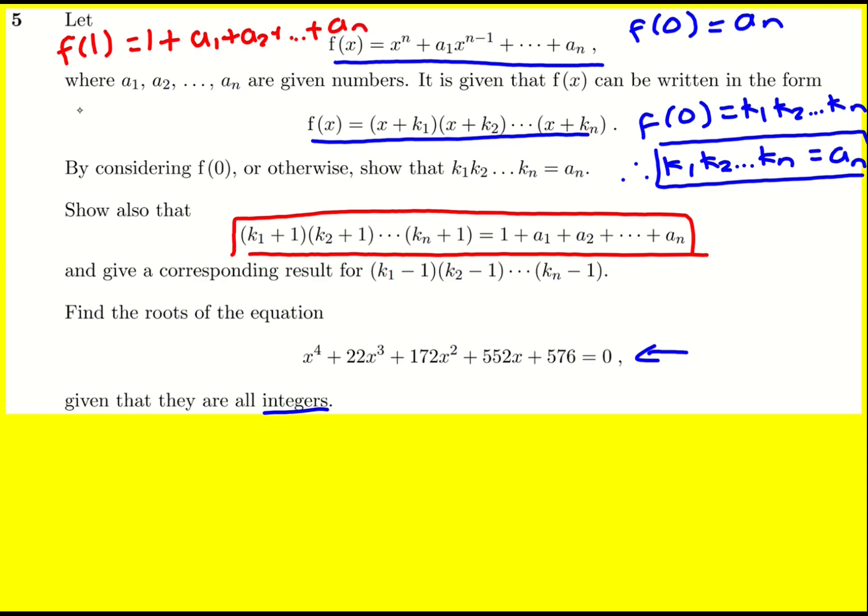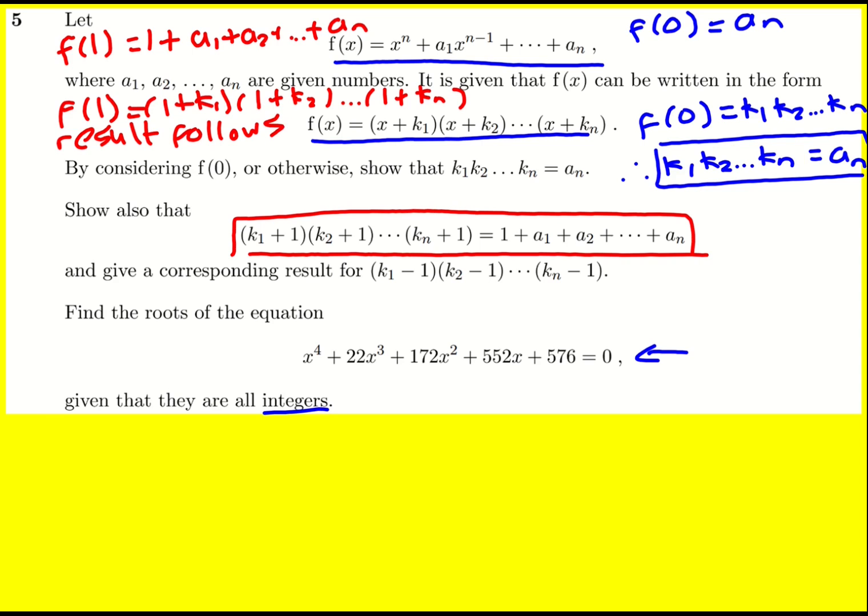And if I do it over here, f(1) is going to be (1 plus k1)(1 plus k2) up to (1 plus kn). And the result is going to follow. Just set them equal and rewrite it slightly so it's k1 plus 1 instead of 1 plus k1, but that's going to get us to here. Okay, great. We've got two results relating the roots of the polynomial.